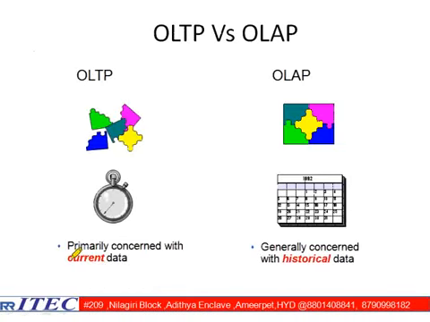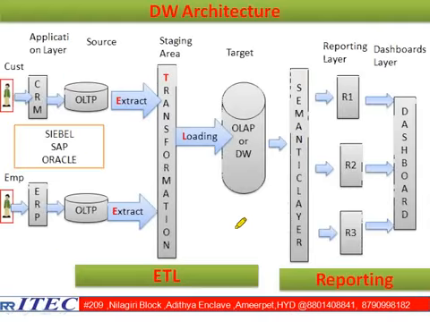This diagram is talking about OLTP, mainly concerned about what, sir? Current data. OLAP is mainly concerned about what, sir? Historical data. What is happening now, we are going to observe using your watch. What was on this day, you are going to observe using what, sir? Calendar. That is what I have given symbolically, those two symbols.